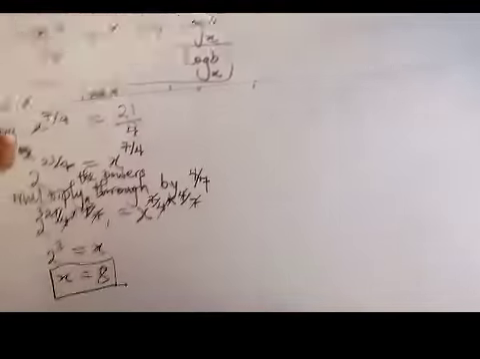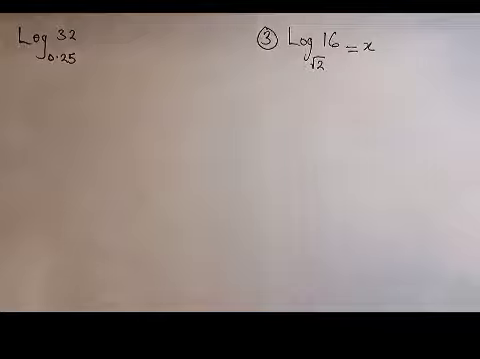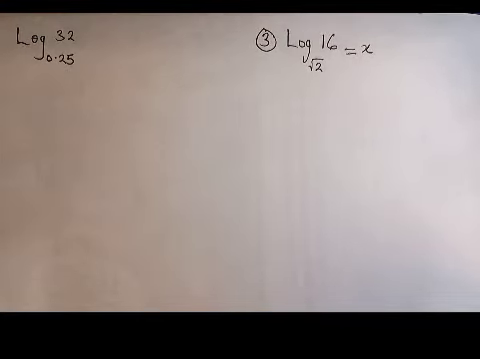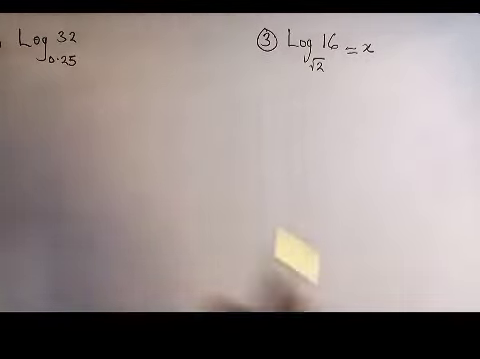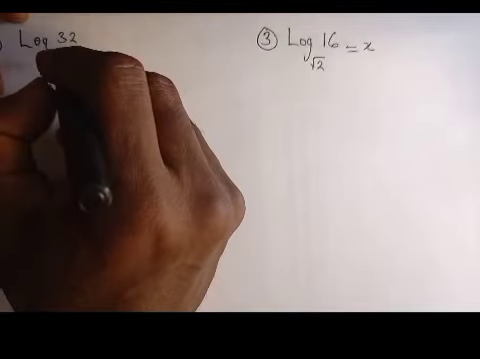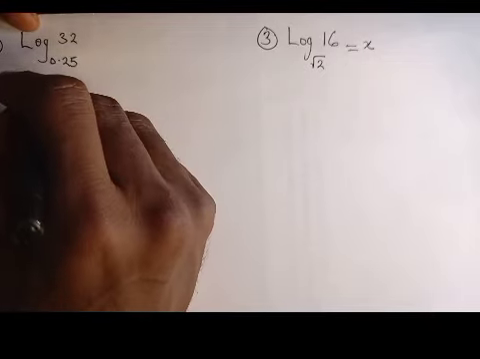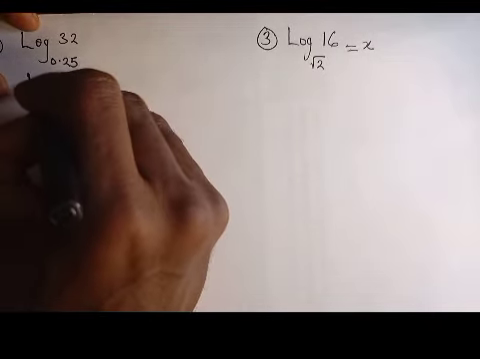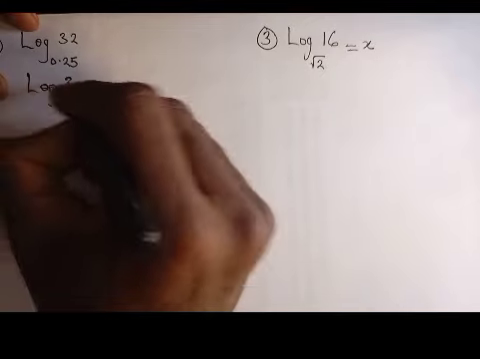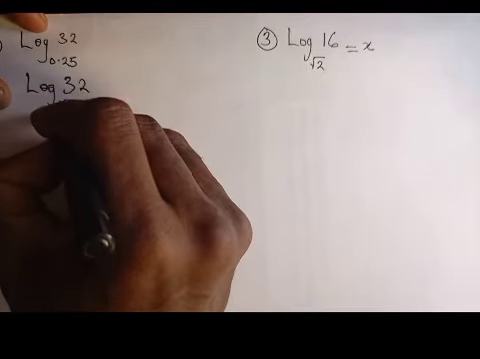Then quickly, we are going to solve another one. We have a problem here. This question says log 32 to base 0.25. What are we going to do? Now, I need to change this particular base. But before doing that, let me try to change the base into something a lot friendlier. So this is log 32 to base 0.25, which is the same as 1 over 4.